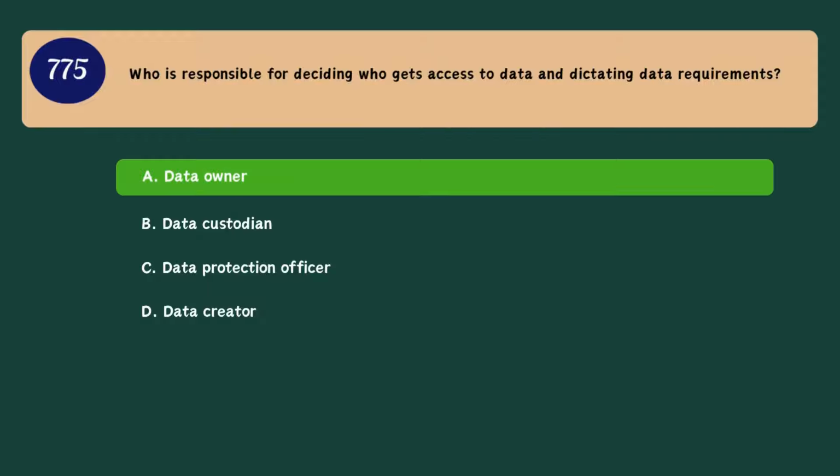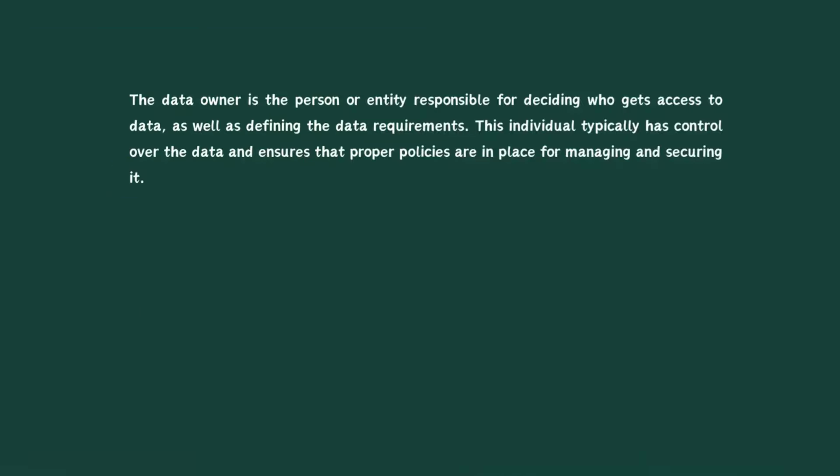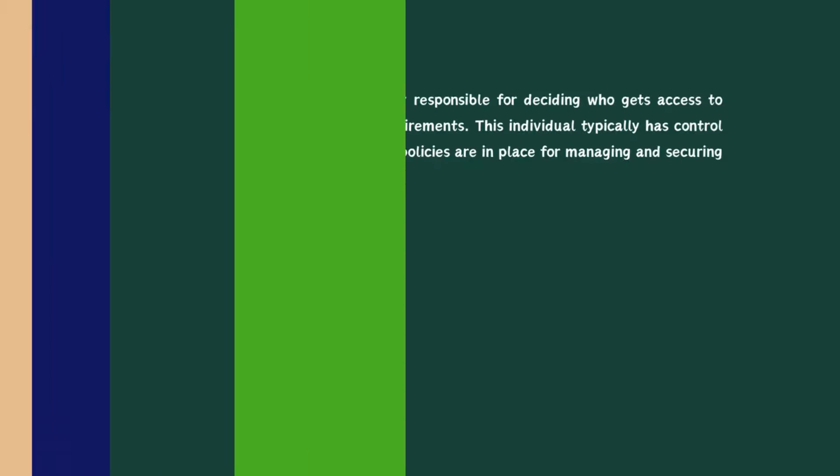Correct answer. A. Data owner. The data owner is the person or entity responsible for deciding who gets access to data, as well as defining the data requirements. This individual typically has control over the data and ensures that proper policies are in place for managing and securing it.